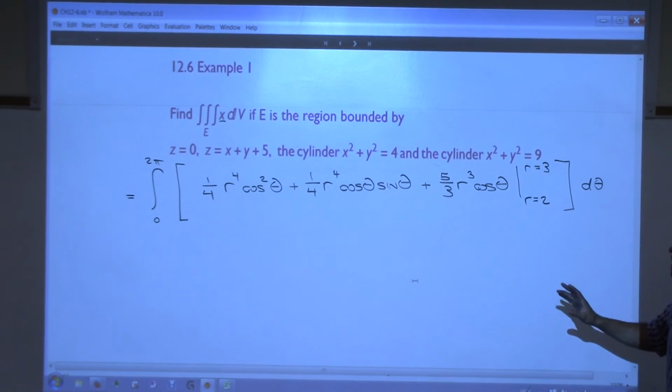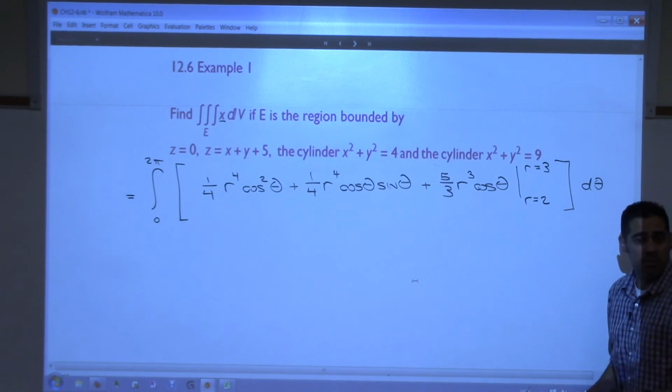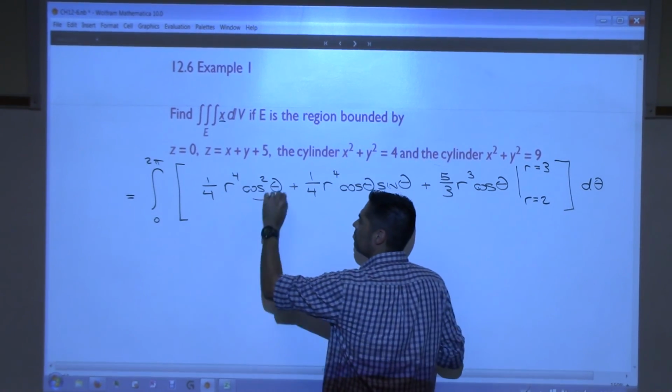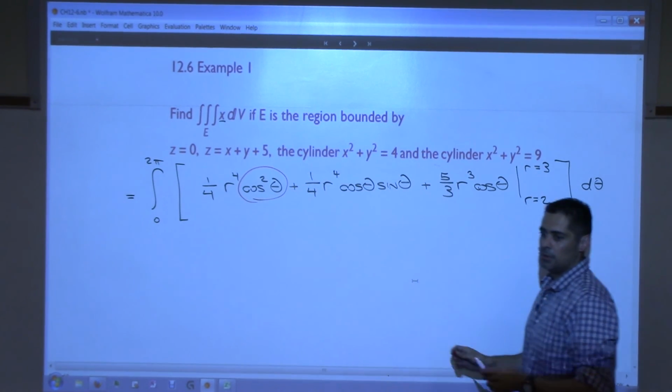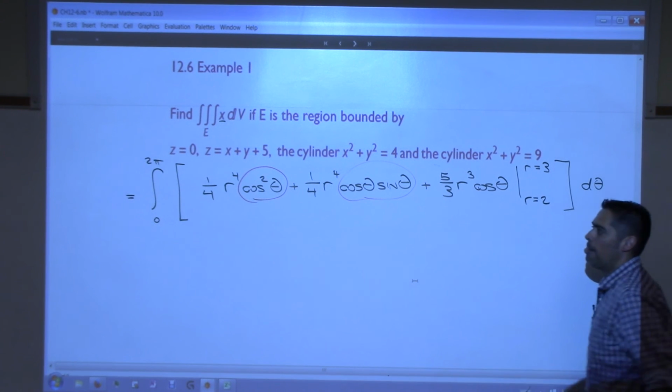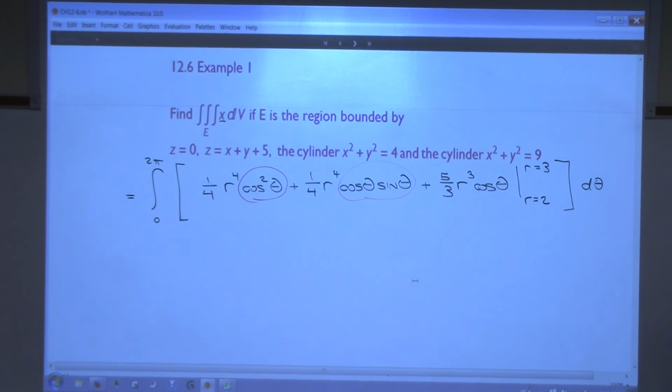When I do that, I'm going to have just constants in front of these, right? And you'll have to integrate with respect to theta. How are you going to integrate cosine squared? Power reducing formula. How are you going to integrate cosine theta sine theta? You could do sine 2 theta or basic u sub. That's not worth talking about. Right? That's how that would go? Okay.